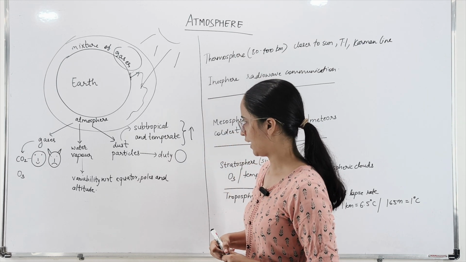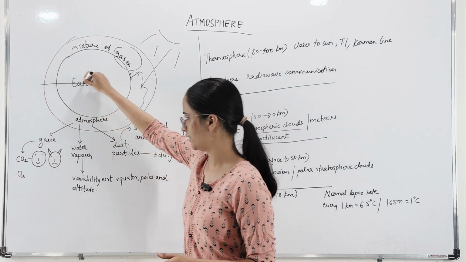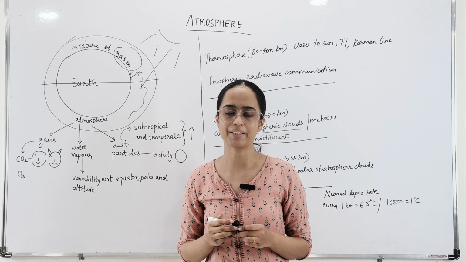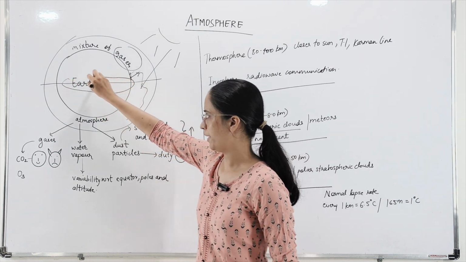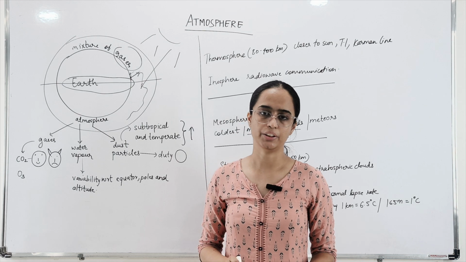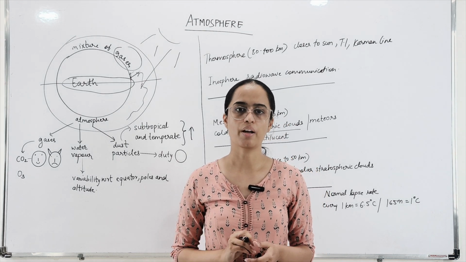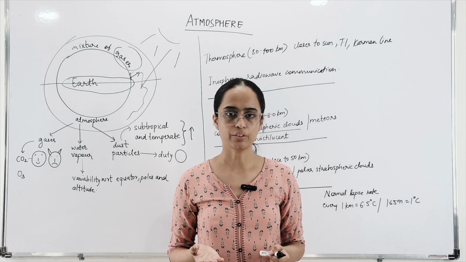Now you need to understand that the maximum solar insolation received by the earth is near the equator. So ये region है जहाँ पे maximum solar insolation earth को मिलता है. When I say solar insolation, it means the heat from the sun.